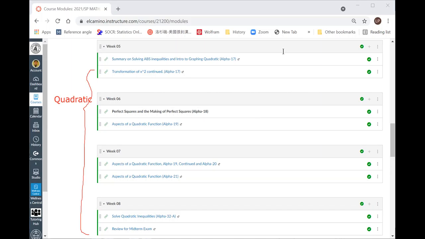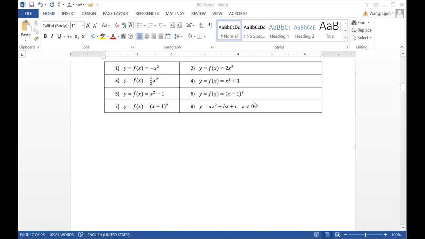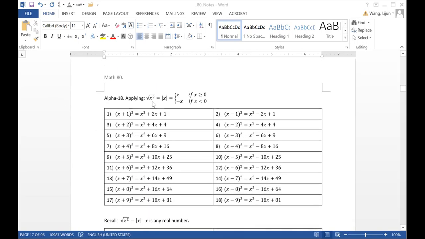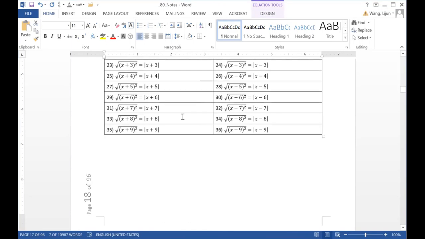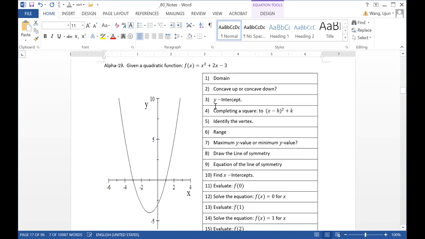Okay, so let's look at what's in the notes. We do the shifting. So we did all of these, all shifting up and down, left and right, on these special cases. And then we focus on the general form, which will give us the opportunity, okay? Alpha 18 is preparing you. So we review this piece again, which we did at the beginning, and the perfect squares. And then we dive into alpha 19, those 26 questions, which cover every aspect about quadratic, repeatedly covering these questions, okay?